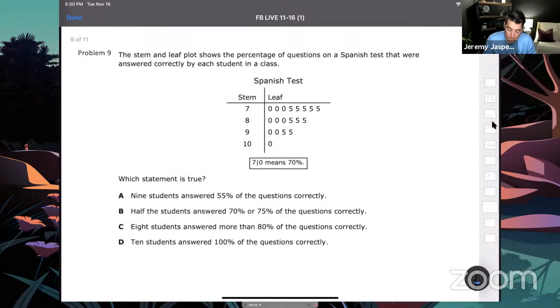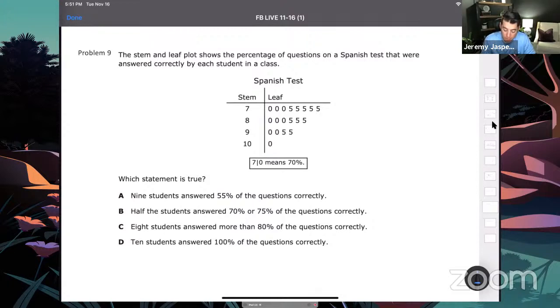Okay. Next problem. I chose this problem specifically for the stem and leaf plot. The stem and leaf plot shows the percentage of questions on a Spanish test that were answered correctly by each student in a class. The stem and leaf plot is there. Which statement is true? With these problems, it's hard to look at the answer choices and eliminate anything right away, because really the problem is in the answer choices.